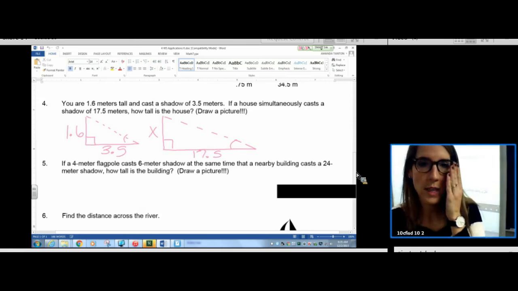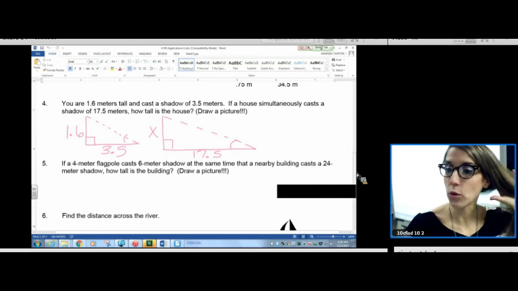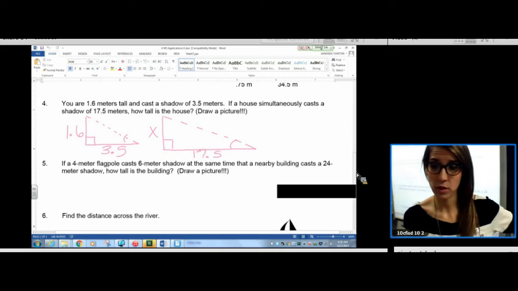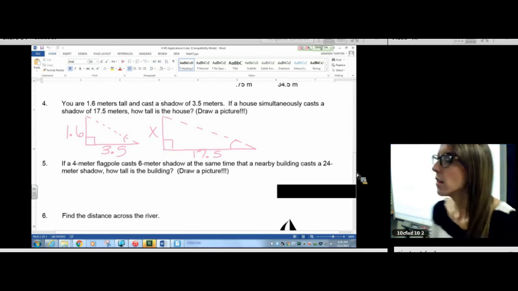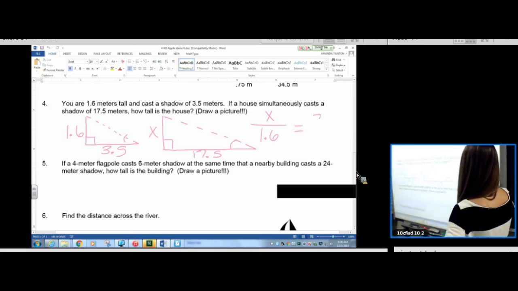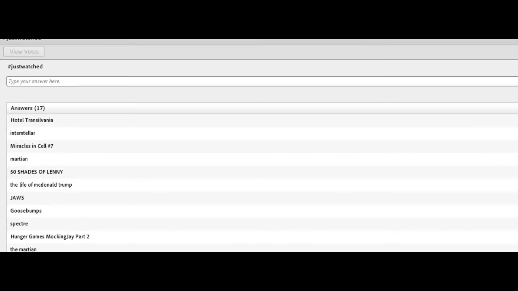So you're drawing 2 separate triangles. You're drawing their shadows. Make sure you put the shadows on the ground. And then you know your 2 triangles are similar by angle, because the sun is in the same spot since you're measuring the shadow at the same time. Therefore, we can put, once again, height over height equals shadow over shadow, and cross multiply.